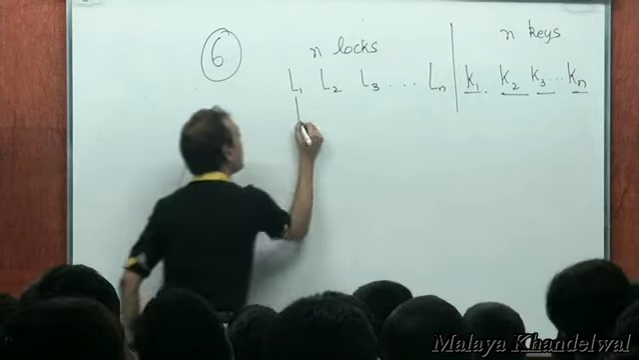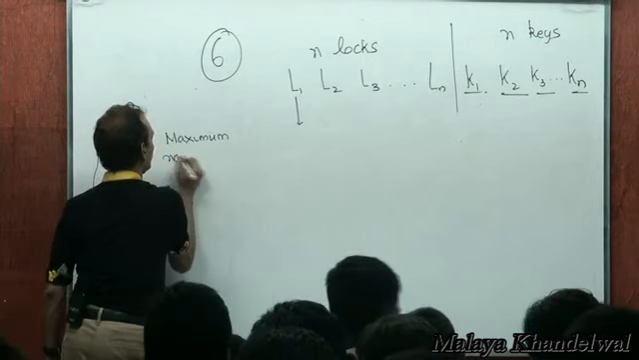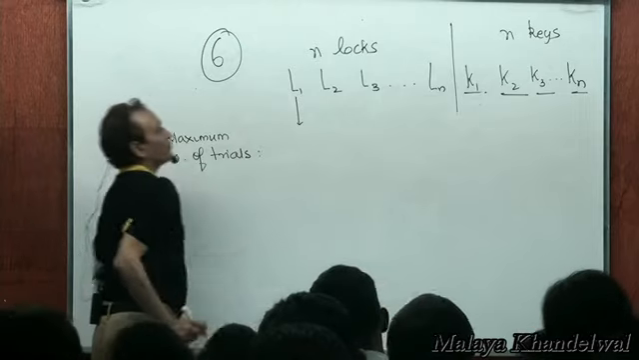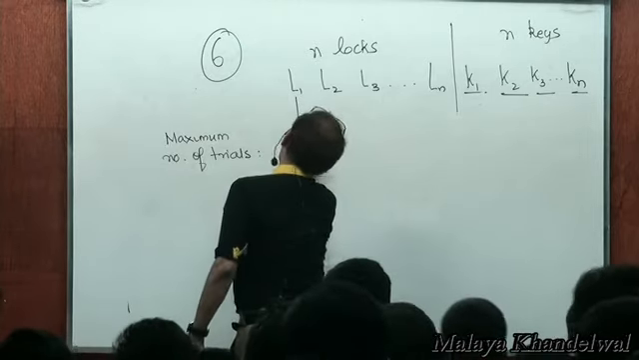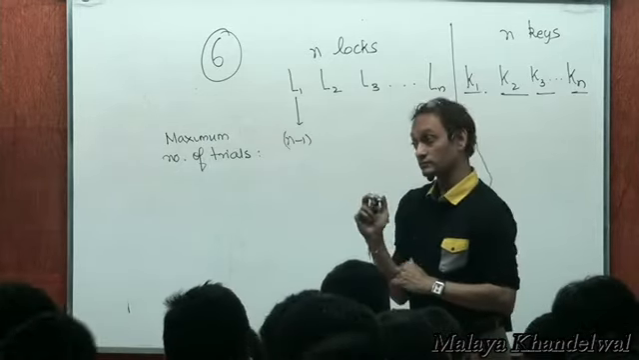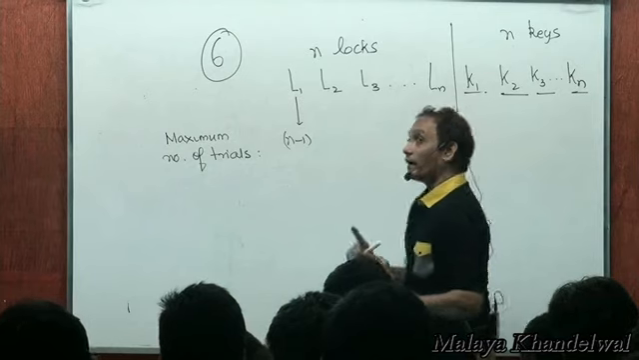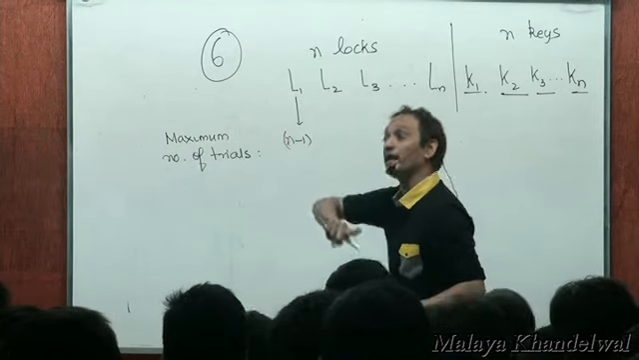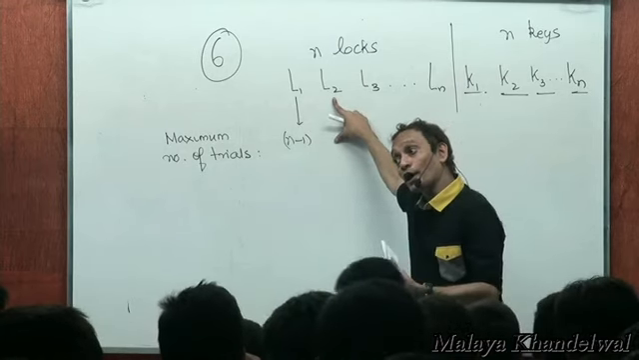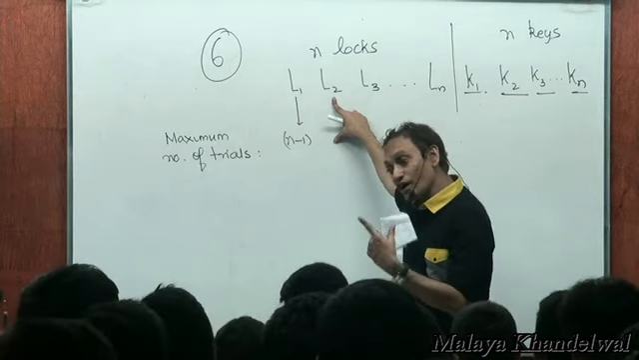So the maximum number of trials for L1, first you will do L1 only, n minus 1 trials, right? Now, n minus 1 locks remain and n minus 2 keys remain. How many trials required for L2? n minus 2 or 1 or how much?